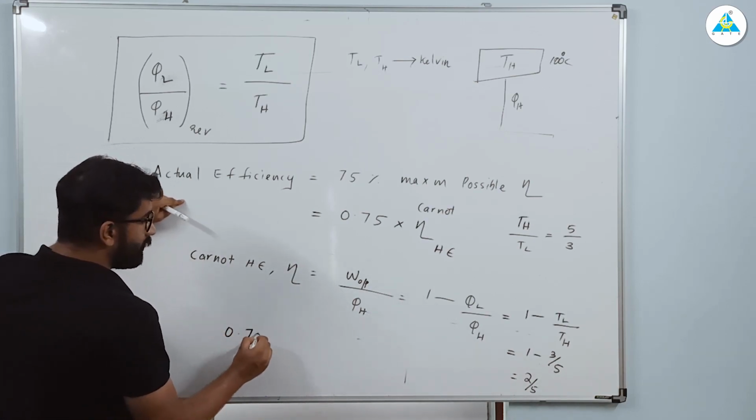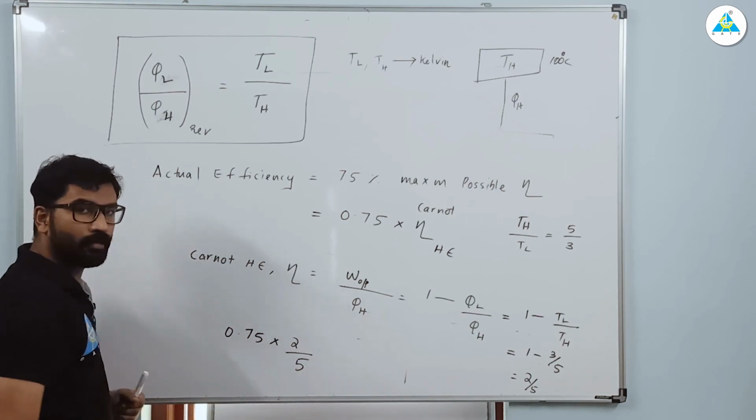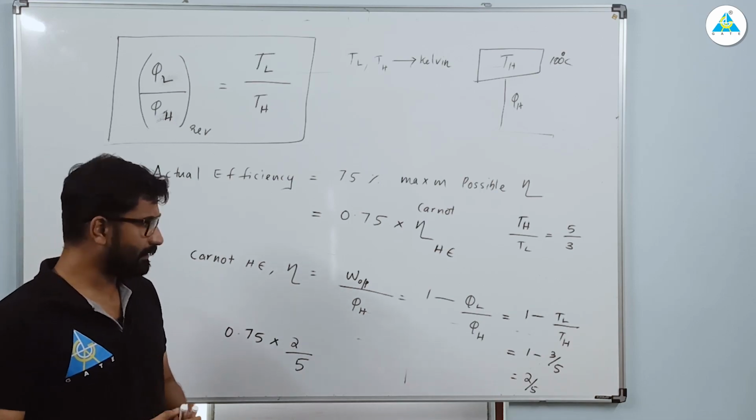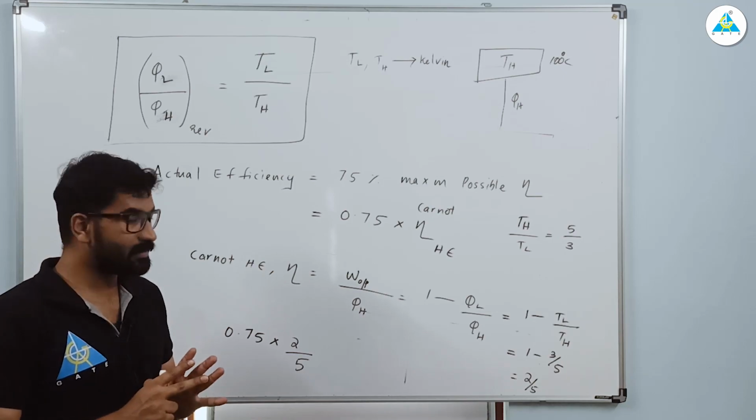Actual efficiency will be 75% of 2/5. So find the answer. You will get the answer. So I think it is 30%, 0.3. Clear? So I hope all of you are getting. Right, it's a very, very simple question.